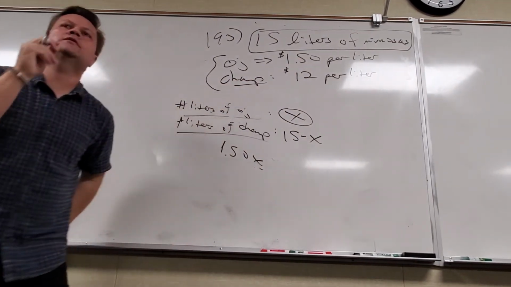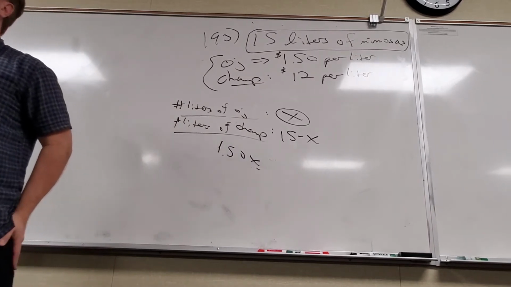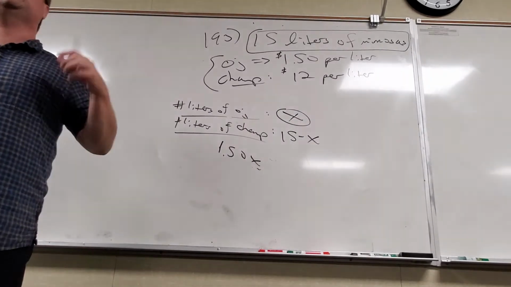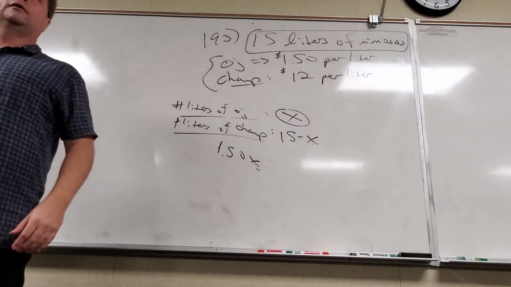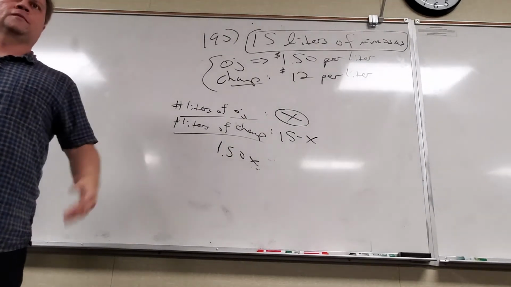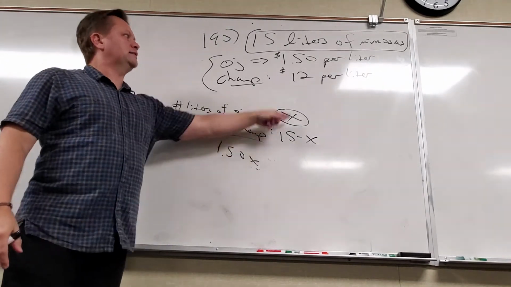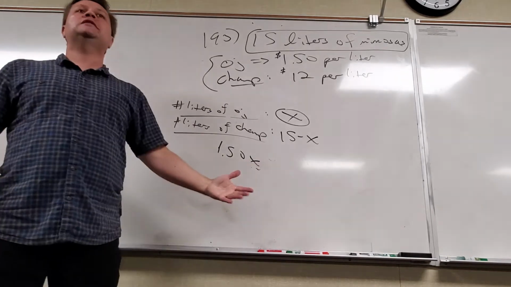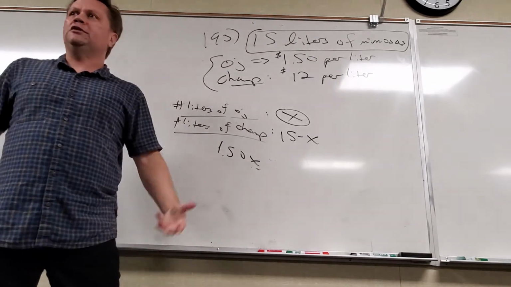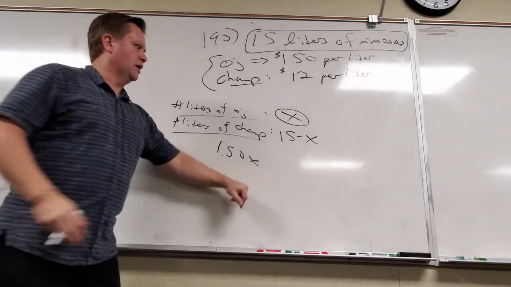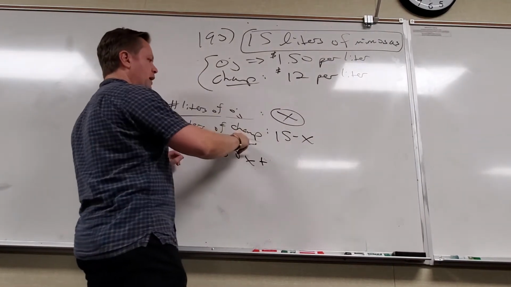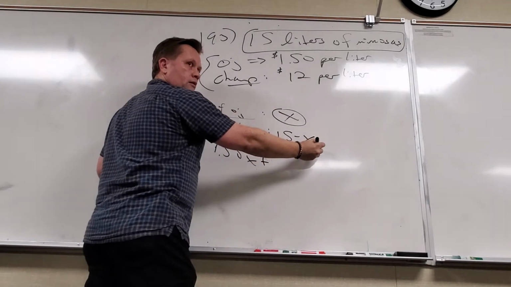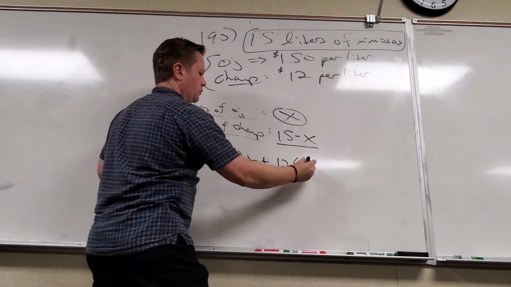Do you see that? X's cannot do anything that numbers can't do. They can only do what numbers can do. That's the thing you've got to get over. If I knew what that was, that's exactly what I would do. I would multiply them. So what do I do when I don't know what it is? You do the same thing. You have to. So how much total does it cost me for the champagne? 12 times 15 minus X. It'll be 12 times the number of liters.